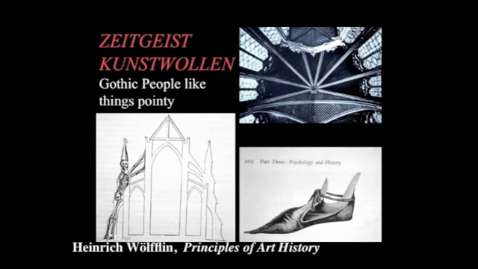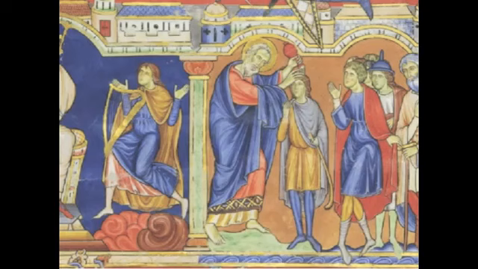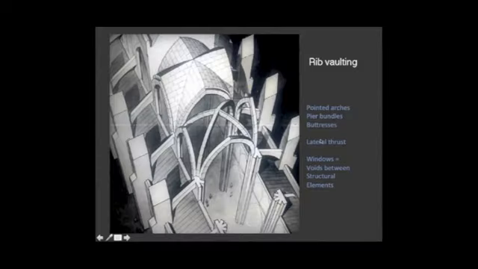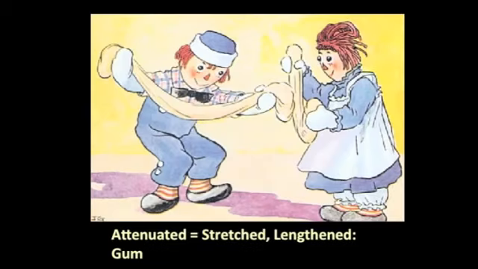And Wolfflin makes this magnificent argument that people in the Gothic period had this Kunstwollen, this will for artistic form to express itself as attenuated, as tapered, as pointy, as dematerialized, and that you find that not simply in the architecture, but also in the representation of the body, in the patterning of textiles, and even in the pointy shoes. If you want things to be attenuated and dematerialized, and attenuated means stretched out. So think of something like taffy.